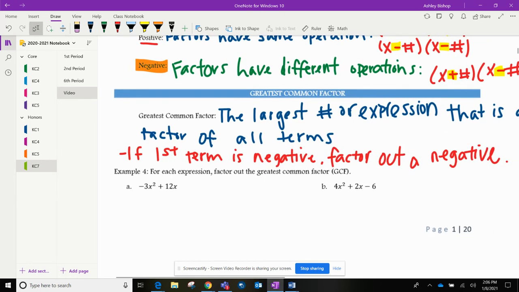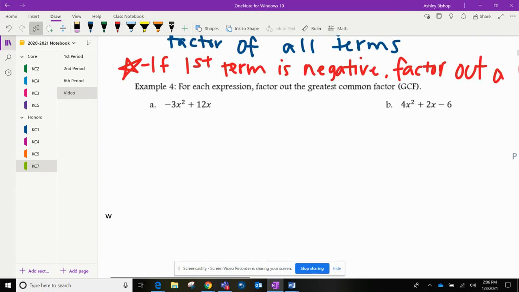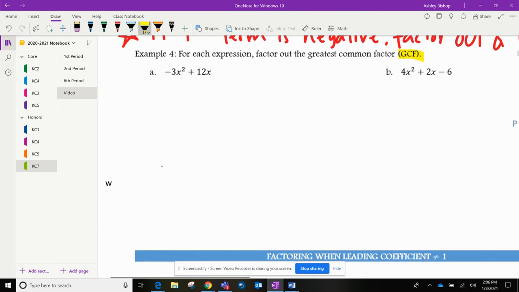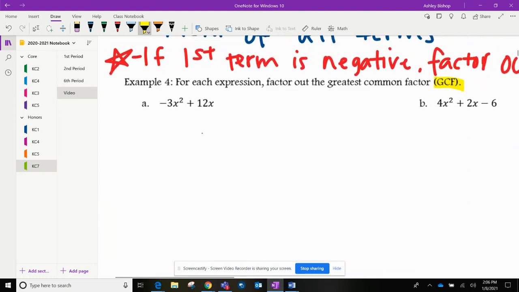We'll do 2 examples. Mind you, though, write yourself a note. If the first term is negative, you need to factor out a negative. All right, so what does that all mean? We've got this example. This says for each expression, factor out the greatest common factor, commonly known as the GCF. So over here, I have negative 3x squared plus 12x.